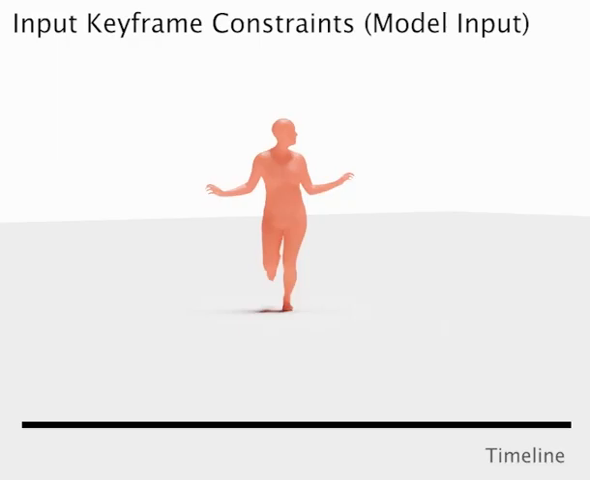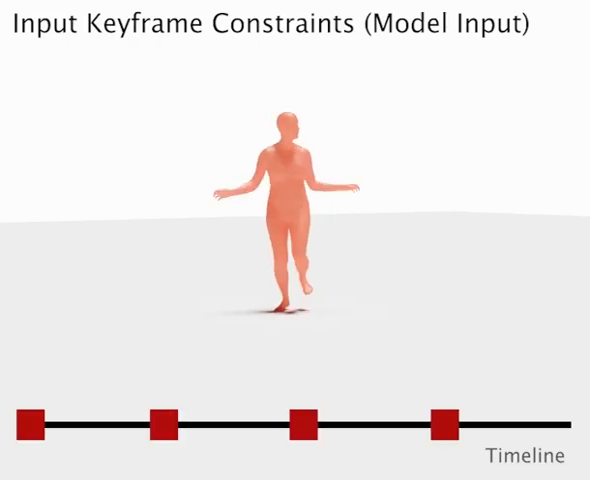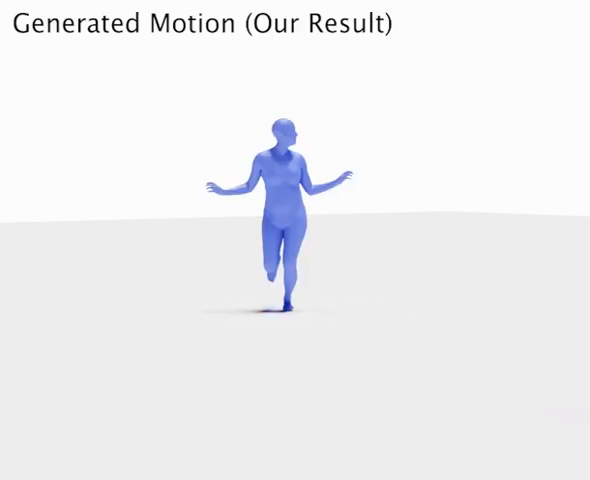In this example, we lay out key poses for a character jumping rope. Each key pose is a foot plant. Here's the output of our model, which produces bouncing steps.